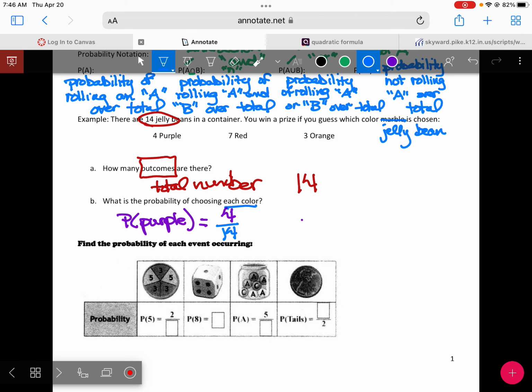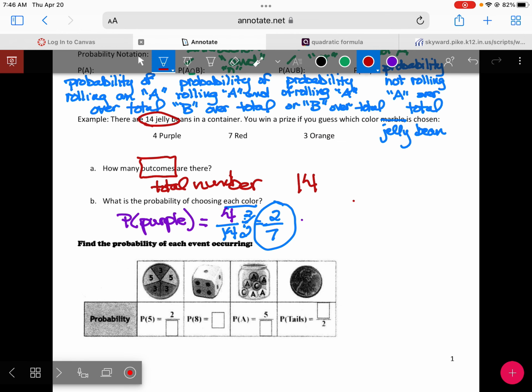Okay? Is there a number that divides into both of those? 2. So we divide by 2 over 2, which really is 1. That's why these are equivalent. 4 divided by 2 is 2. 14 divided by 2. So my probability for picking out a purple is 2 over 7. Okay?